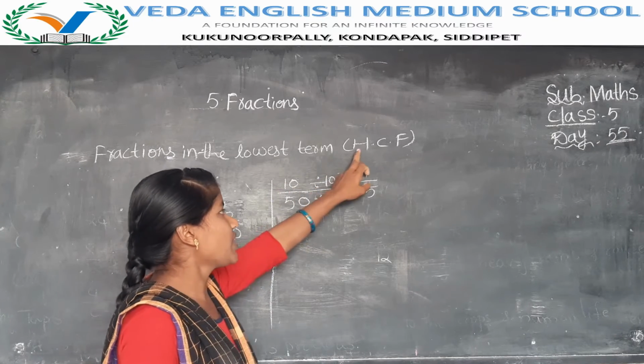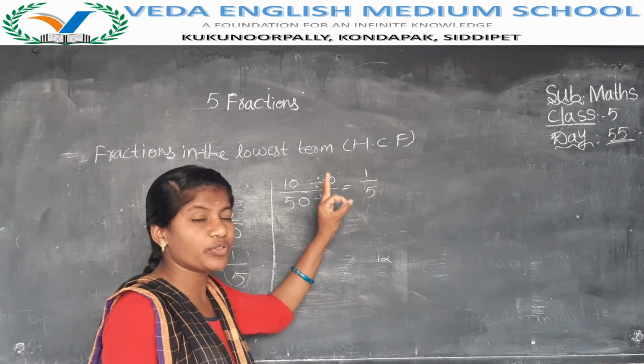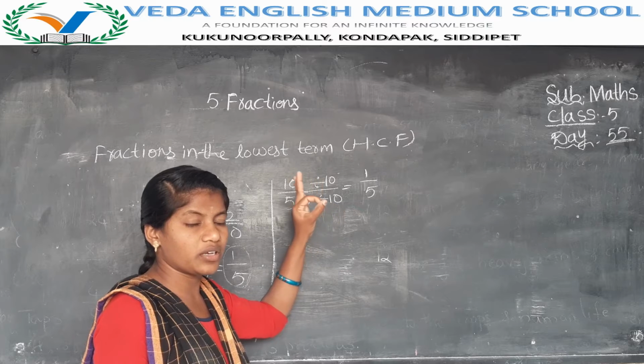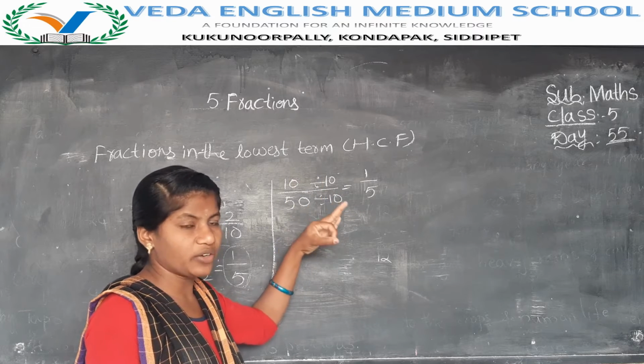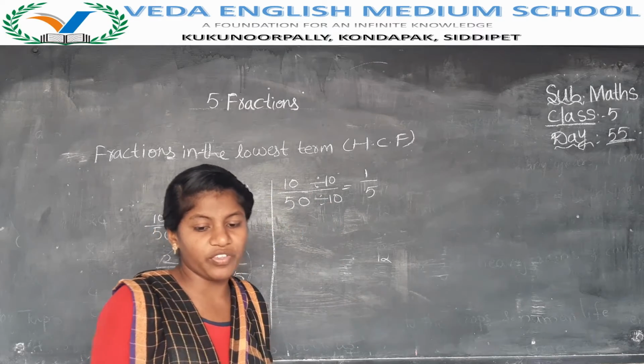So HCF, highest common factor. Now you have to think what is the highest common factor of both numerator and denominator. Numerator ki denominator ki is a common గా ఉండే highest factor ఏదో థింక్ చేసి దాంతో మీరు డివైడ్ చేయాలి. ఓకేనా? It is the lowest form of the fraction.